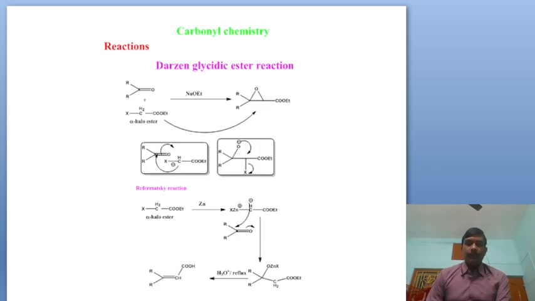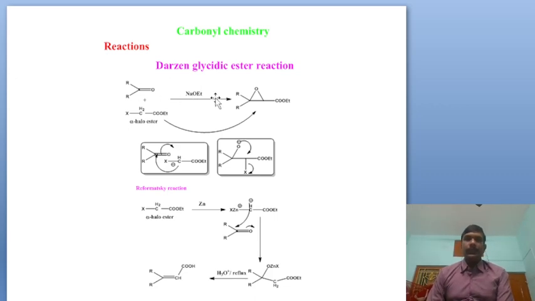Next, come to the Darzens glycidic ester. The alpha halo carbonyl compound and ketonic compound in presence of NaOEt as strong base will give the Darzens glycidic ester. Here it is the Darzens glycidic ester. It is an epoxide containing ester.